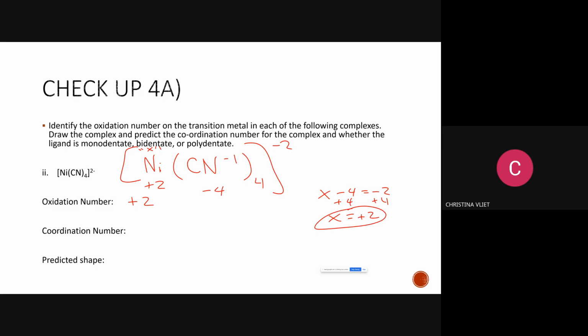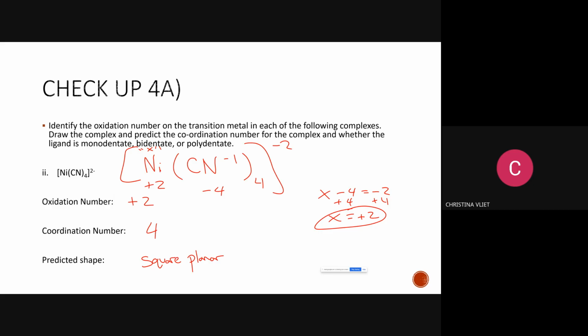Does that make sense? It's +2. Coordination number here. 4. And that is basically, like I said, unless you want to investigate crystal field theory and high energy versus low energy splitting on your own time, which is way beyond the scope of this class, just memorize that CN is square planar and Cl is tetrahedral.